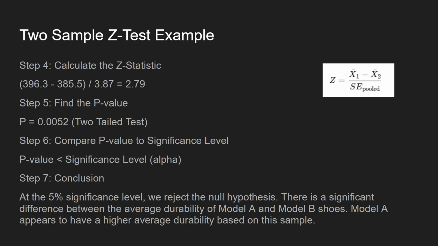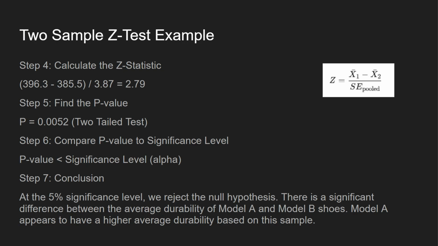All right, step 4, calculate the z-statistic. We just plug in this over here, right? 396.3 minus 385.5 divided by that pooled standard error, which you just got, so 2.79. And then we find the p-value. Well, this is a two-tailed test, and we get the p-value of 0.0052.